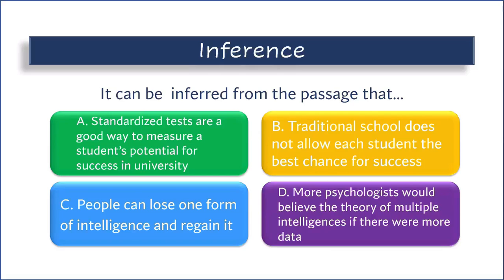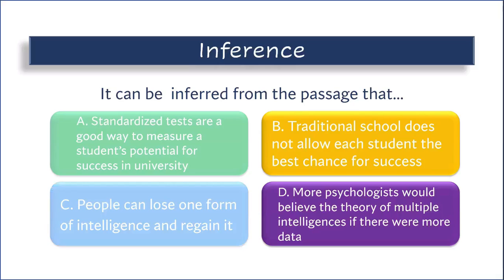A is incorrect because standardized tests are part of the mini industry of academic ability and achievement mentioned in paragraph 1. The rest of the essay discusses why thinking of intelligence in this way may be incorrect. C is incorrect because while Gardner suggests that people may lose one form of intelligence and retain others in paragraph 6, he never suggests that people can regain that lost intelligence.